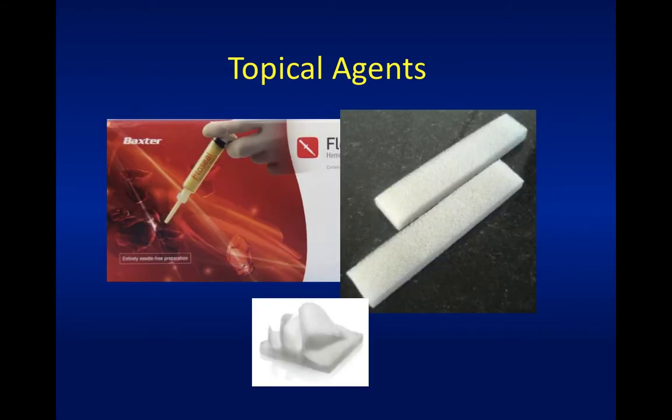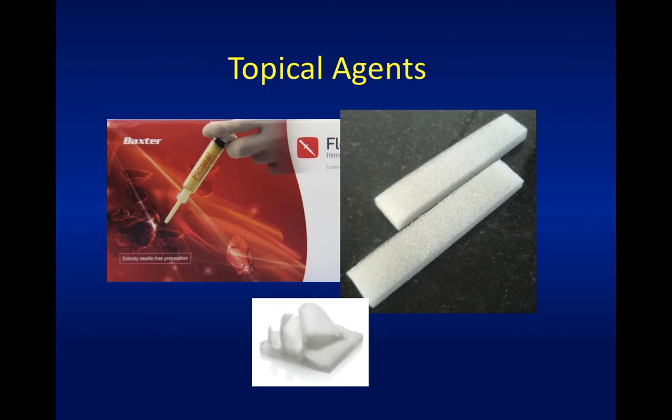So topical agents can be composed of many different substances. Generally, I think the basic underlying principle for these things is that as well as providing a physical structure, they have substances in them which stimulate blood clot formation. So that can just be things like cellulose. Some of them also contain things like thrombin, fibrinogen and things like that, which are also components of forming a blood clot.